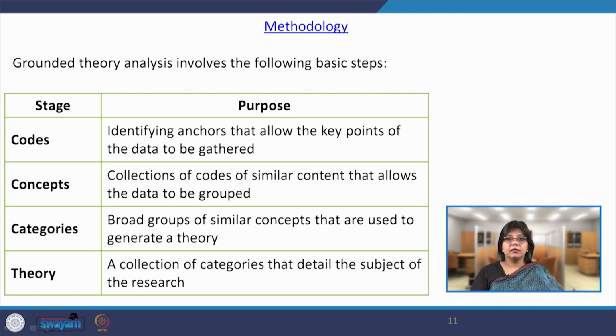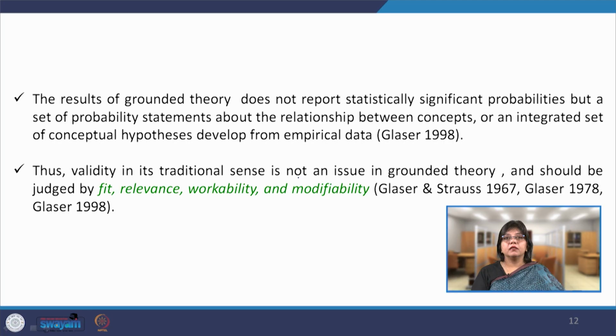We will discuss the whole methodology right now in a different way. So, the results of grounded theory do not report statistical probabilities, but a set of probability statements about the relationship between concepts, or an integrated set of conceptual hypotheses developed from the empirical data. So, here when we talk about grounded theory, we do not have any structured data, rather the data is unstructured. So, when the data is unstructured, we cannot quantify that data in a statistical manner, and we do not have any validity or reliability for that data.